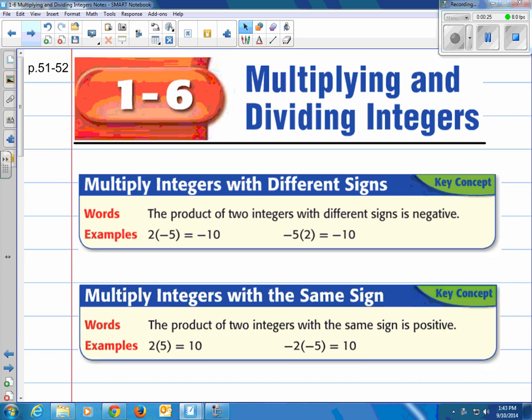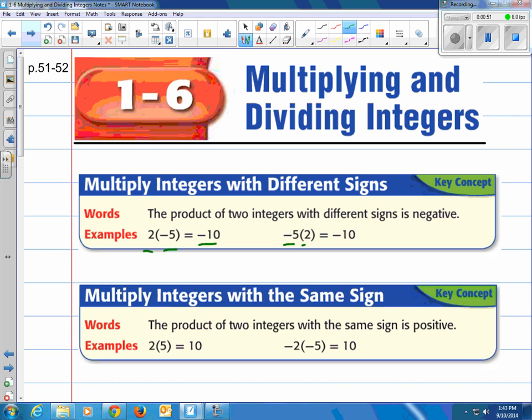Multiplying and dividing integers is actually easier than adding and subtracting integers. Here's why. If you look at the two key concepts here for multiplying, it says the product of two integers with different signs is negative, meaning if you have one positive and one negative, when you multiply, you will get a negative every time. All you have to do is multiply the number parts, 2 times 5, and then add a negative sign to it.